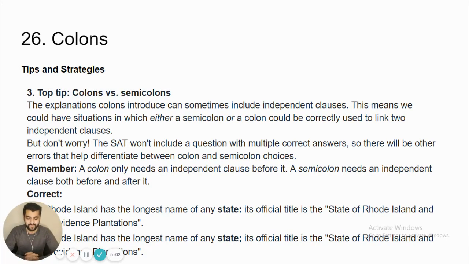Right? So both of these sentences are correct. Rhode Island has the longest name of any state. Its official title is the State of Rhode Island and Providence Plantations. And so here we have used a colon. We can also use a semicolon. Rhode Island has the longest name of any state; its official title is the State of Rhode Island and Providence Plantations. The reason that we can use both colon and semicolon is that both of them are independent clauses, right? So a colon only needs the first one to be an independent clause, so we can use a colon. And since both of them are independent clauses, they can be joined with a semicolon as well.